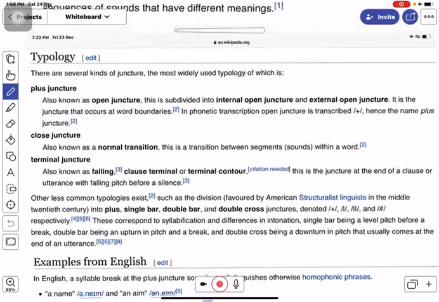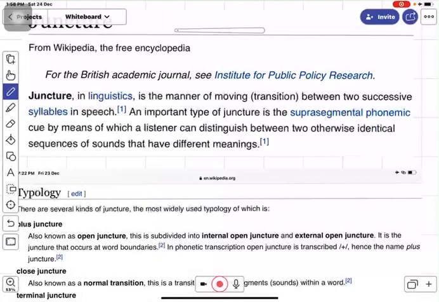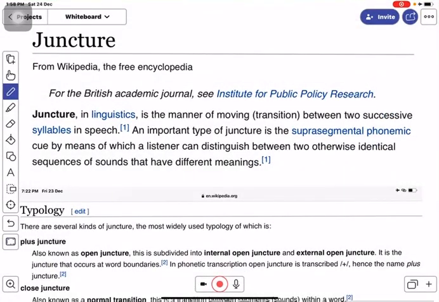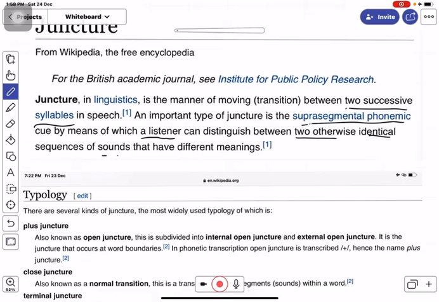Juncture. What do you understand by the term juncture? Juncture in linguistics is a manner of moving between two successive syllables in speech. An important type of juncture is the suprasegmental phonemic cue, by means of which a listener can distinguish between two identical sounds that have different meanings.